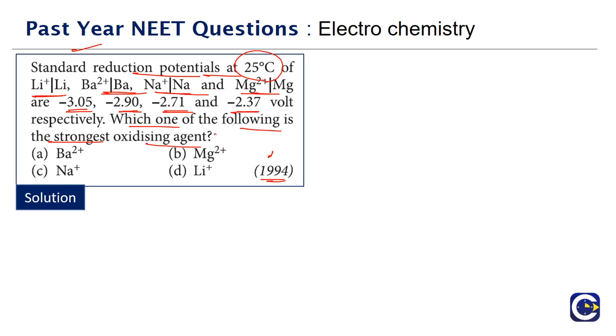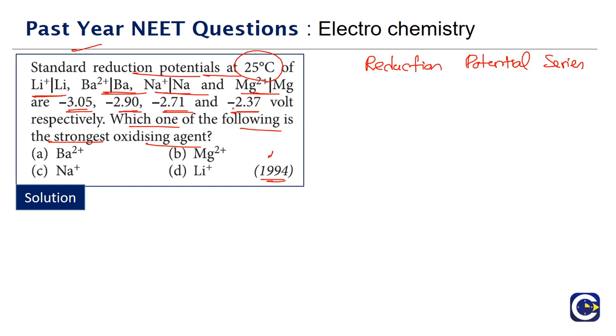Now I think we have seen a couple of questions like this. Whenever we see a question like this, asking which is a strong oxidizing agent or a strong reducing agent, the first thing is we have to arrange them the way they appear in the reduction potential series. What is the order in which you arrange them? The high reduction potential will be at the top, and the low reduction potential will be at the bottom.